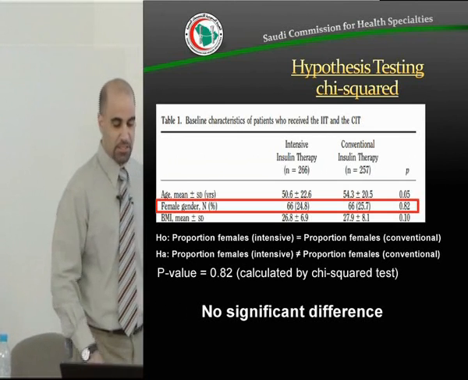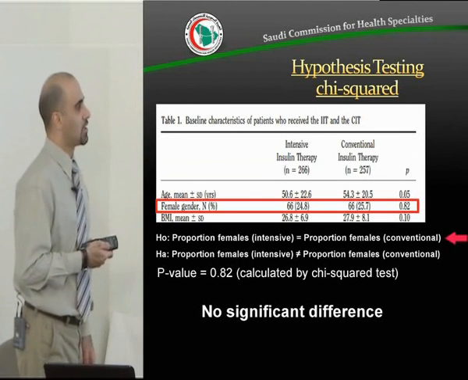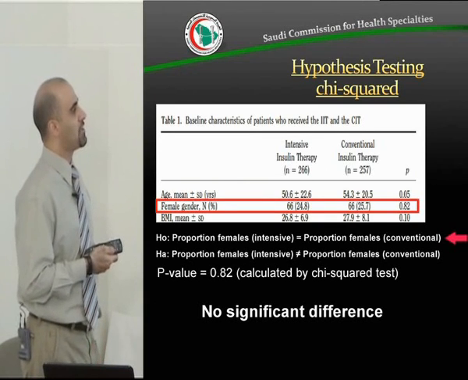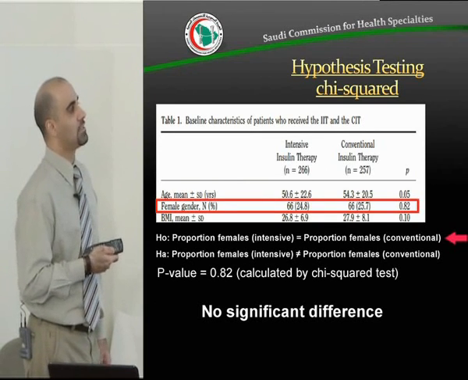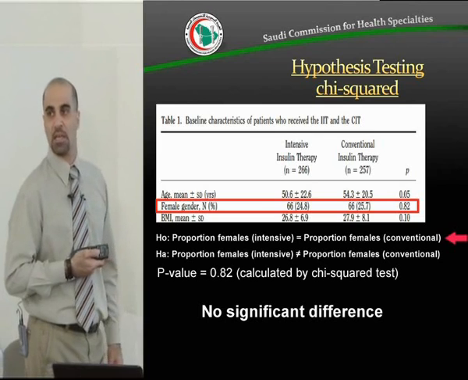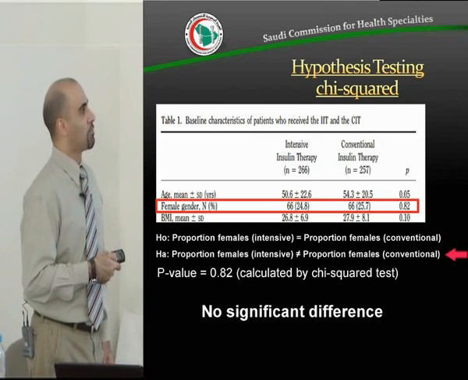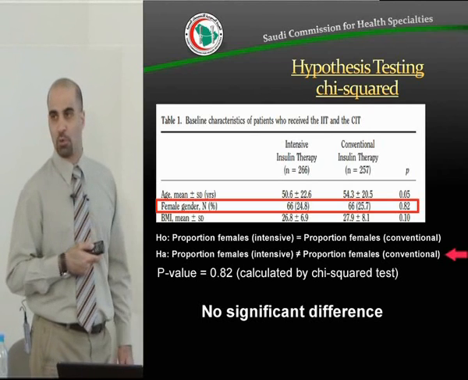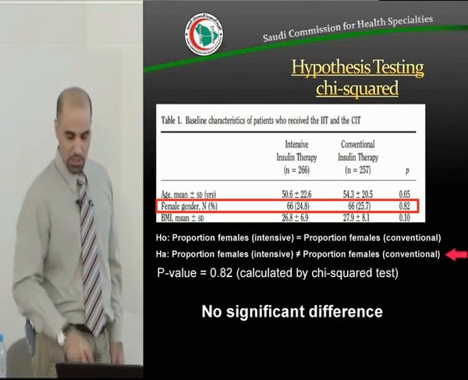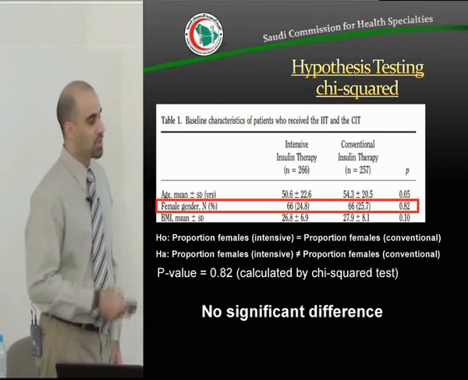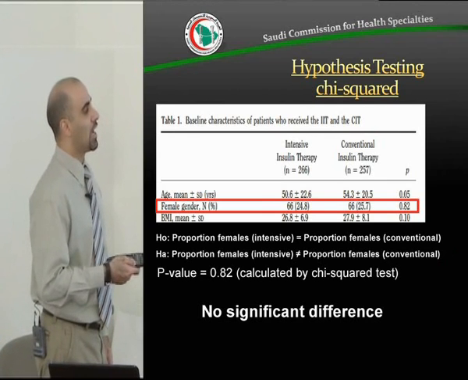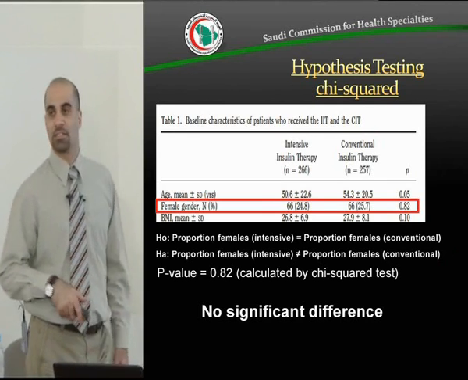What's the hypothesis? The hypothesis is saying that the proportion of females in the intensive is equal to the proportion of females in the conventional. The alternative, the proportion is not equal, or there is an association. So what do I find? I find a p-value of 0.82. I calculate it by a chi-square.